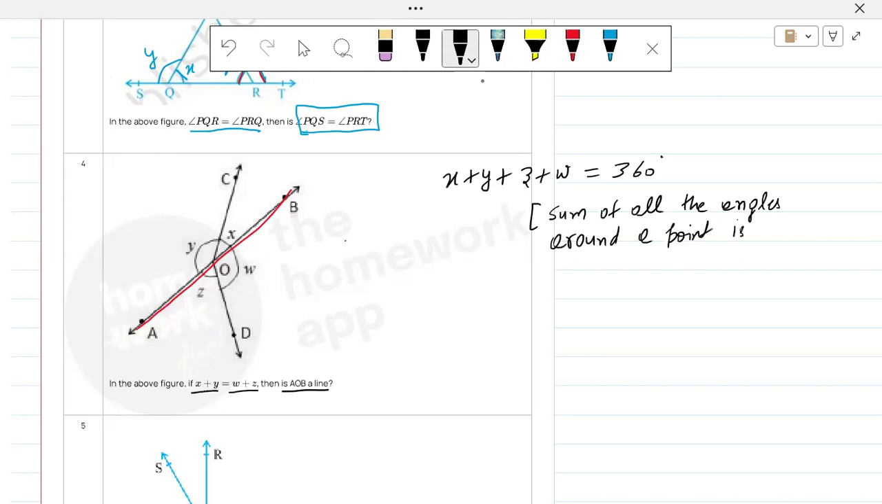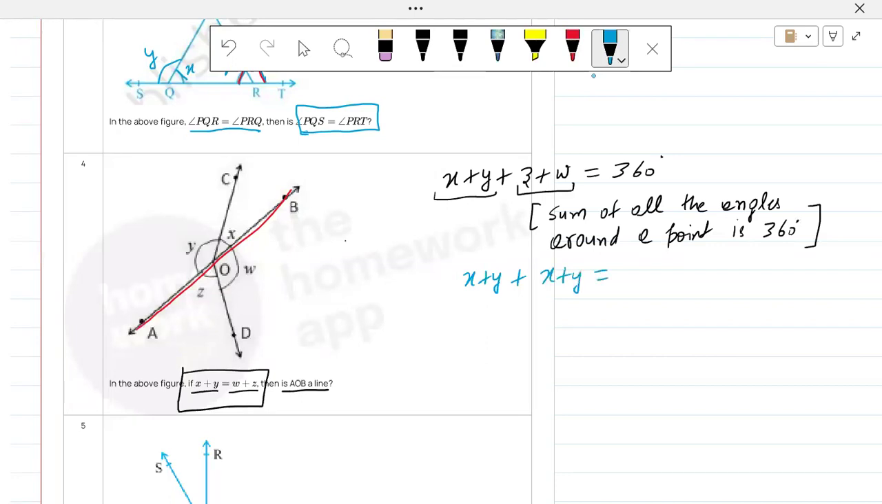is 360 degree. And you know that it is given that x plus y is equal to z plus w, because it is given in the question x plus y is equal to w plus z. So you can replace here z plus w with x plus y. You can write it here like that, x plus y, and instead of z plus w, you again write here x plus y is equal to 360 degree. In bracket, you can give the remark z plus w is equal to x plus y.